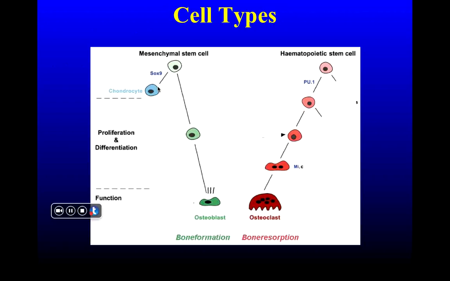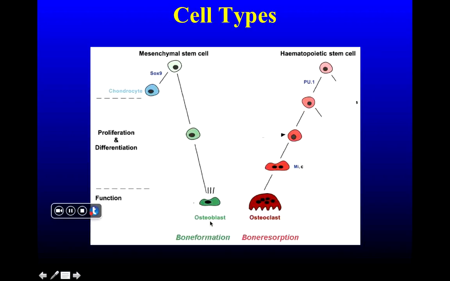So here's a little diagram of the origin of these two important cells in bone formation. So the mesenchymal cell is the origin of the osteoblast, where the hemocytoblast, or the hemopoietic cell, is the origin of the osteoclast. Don't worry that they're different names. You can just remember one of them. It's fine.